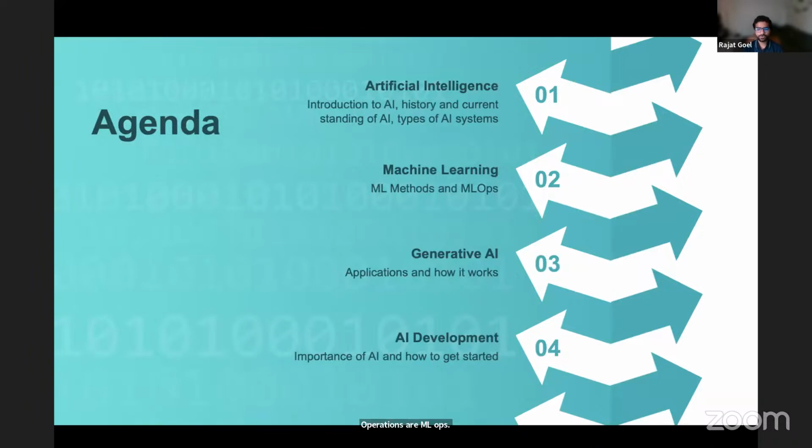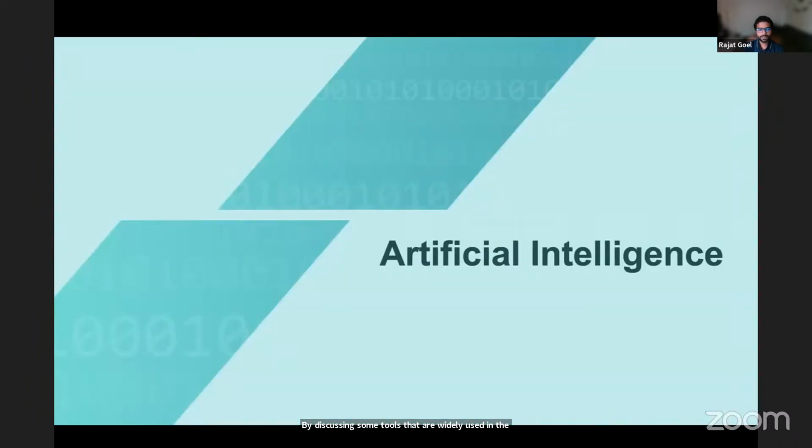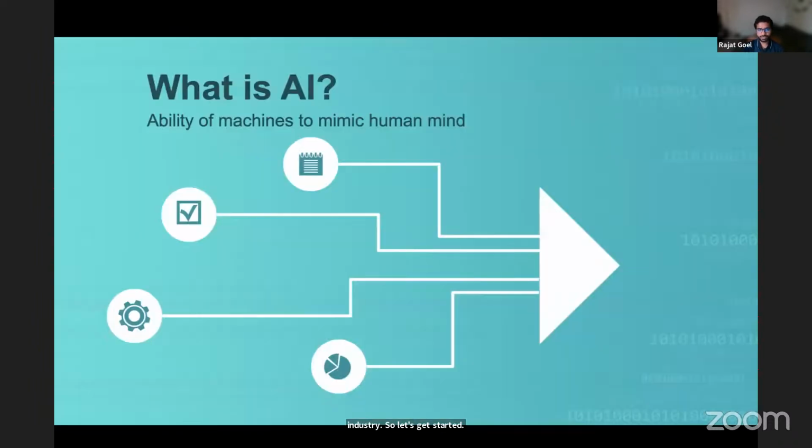After that, we would go over one of the most popular topics these days in AI domain, which is generative AI. We would be looking at some of its applications, and I would also give a very high-level overview of how it works. I'll end this talk by discussing why we should care about developing AI solutions, and gaining AI development skills, and we'll also give you some directions on how to get started in the field of AI by discussing some tools that are widely used in the industry. So let's get started. First, about artificial intelligence.